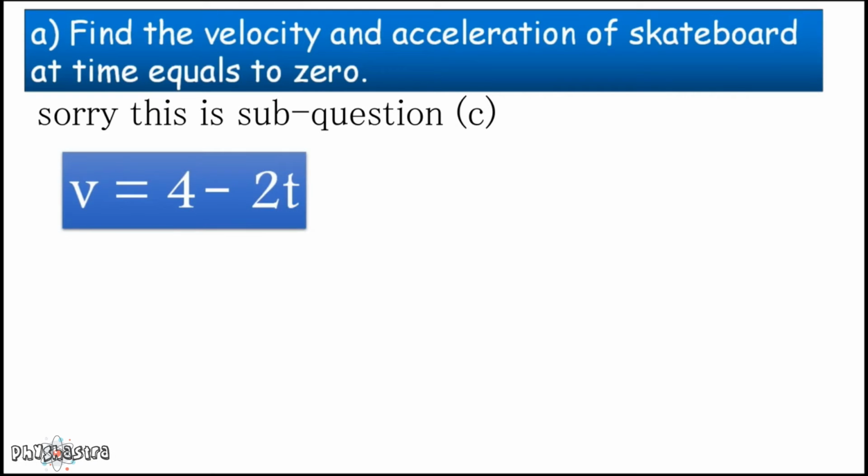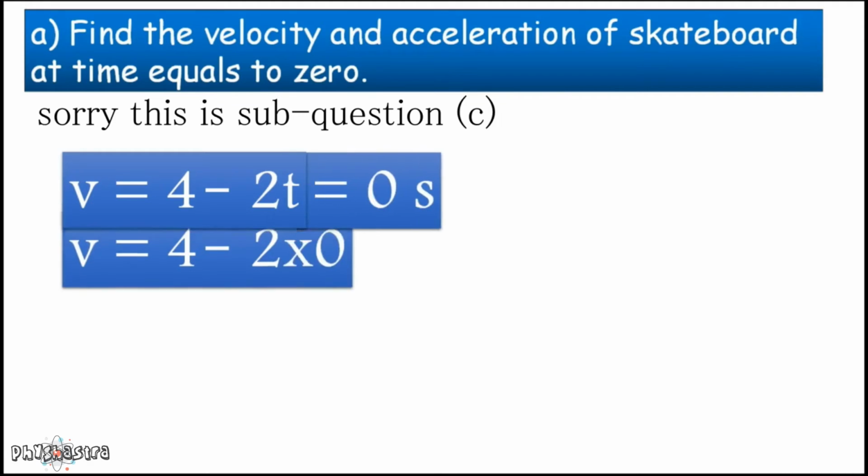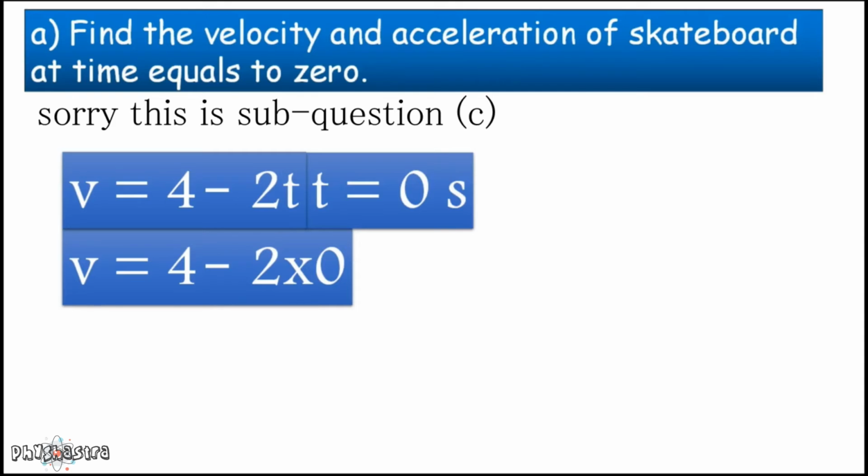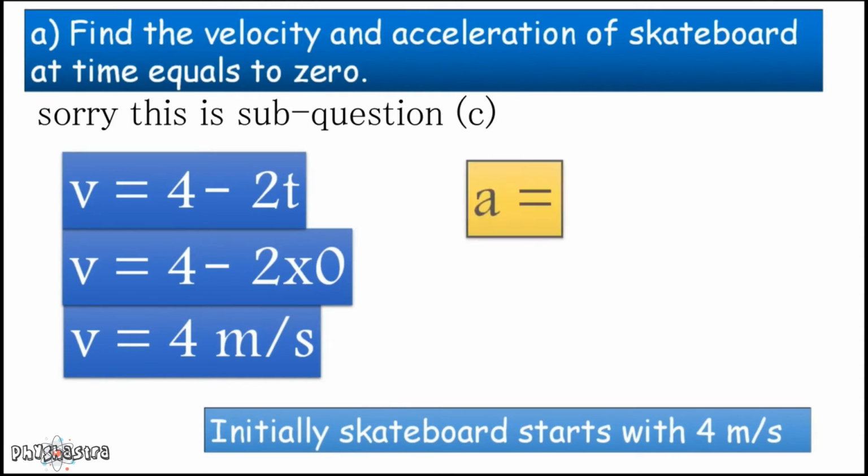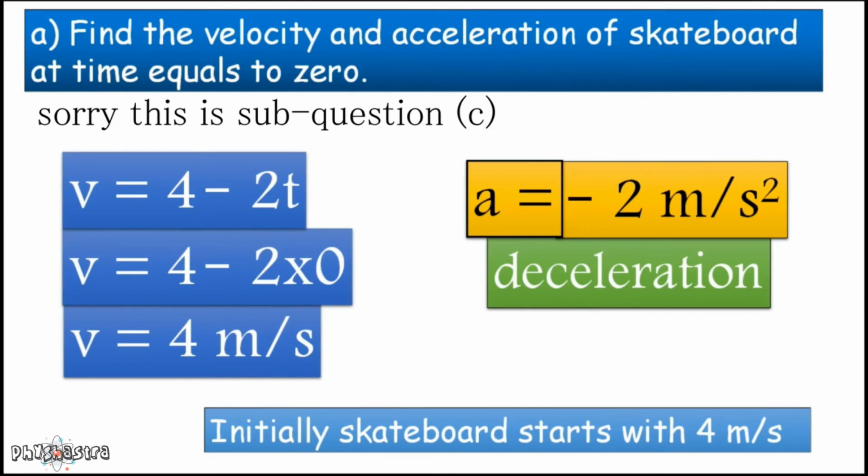For part C, we need to find the velocity and acceleration at time t equals 0. So by substituting t equals 0, we get velocity as 4 meter per second and acceleration will remain the same.